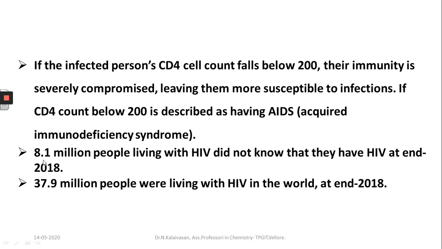So you know that 8.1 million people living with HIV did not know that they were infected, as per the 2018 survey of WHO. And 37.9 million people were living with HIV in the world. So it is one of the serious social issues. It affects the younger population, so automatically the human resources can be degraded.